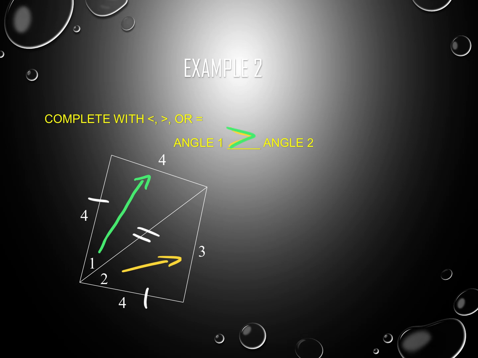And I just use the converse of the hinge theorem, because angle 1 was opposite the side length of 4, and angle 2 was opposite the side length of 3, and because 4 is greater than 3, that's why angle 1 was greater than angle 2.